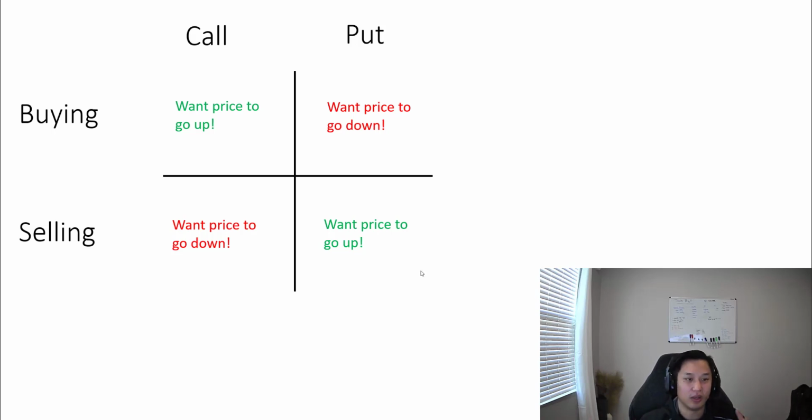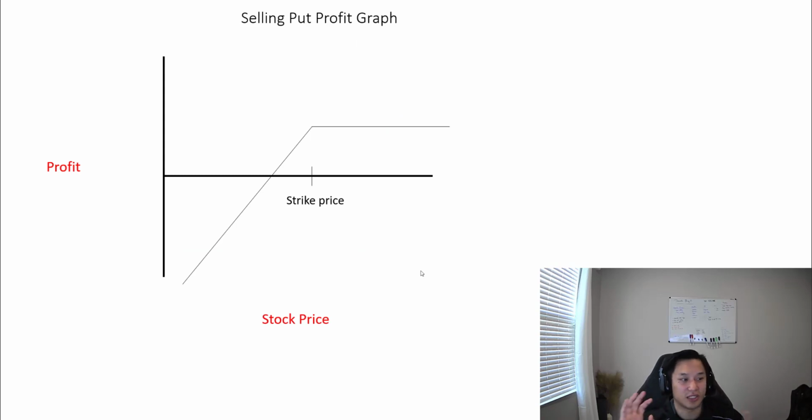I make the money. So the profit graph of selling a put looks like this, right? There's a strike price. There's going to be a premium that you get paid. So let me orient you. This is profit and loss, right? Everything above on the y-axis is you make money. Everything below is you lose money. And then the x-axis is going to be the stock price. So the higher the stock price goes, the more right you go, okay?